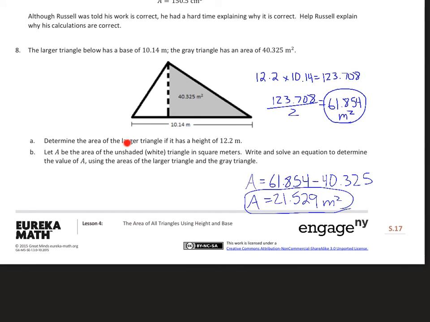And for B, so that's A, and for B, if we know the shaded side and the total triangle's area, how can we find this missing section of our original triangle? So we're going to let the letter A represent this space. So to find this, we would take the total, which we found to be 61.854, minus the shaded part, which we know is 40.325, and we would get what it equals, which is 21 and 529 thousandths meters squared.